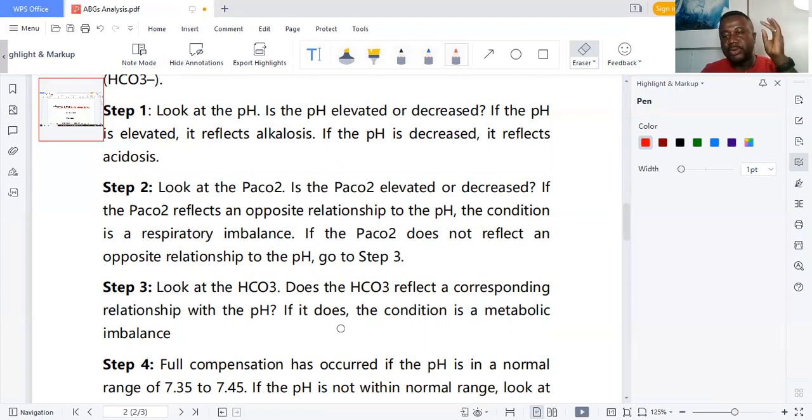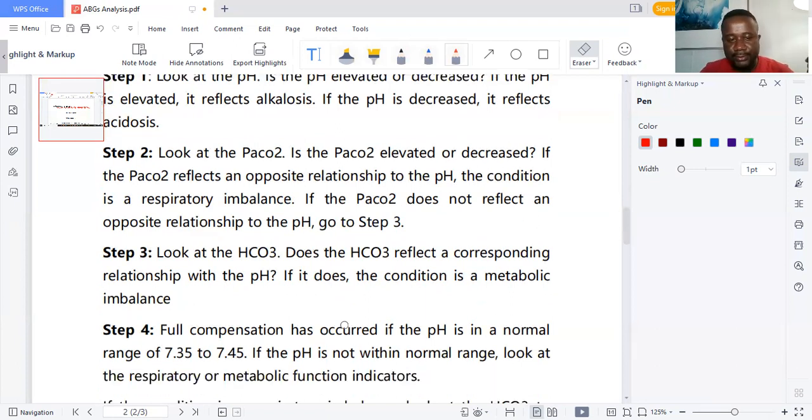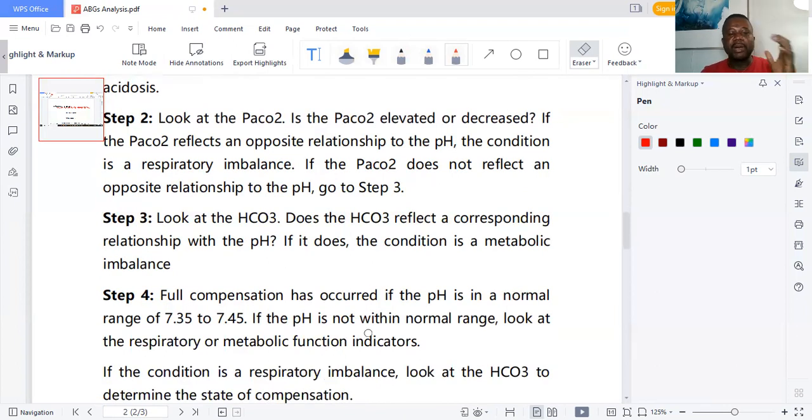Steps one to three: Step 1, look at the pH. Step 2, look at the carbon dioxide. Step 3, look at the carbonate. And step 4 talks about compensation. You will hear words like full compensation or compensated, or partial compensation or incomplete compensation.